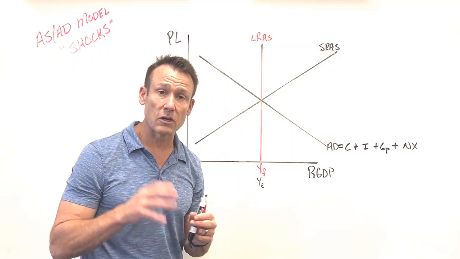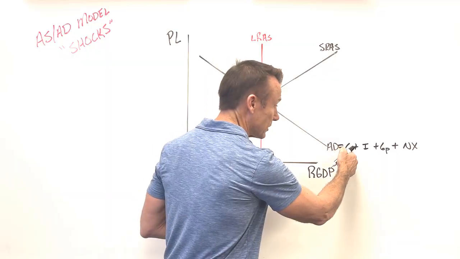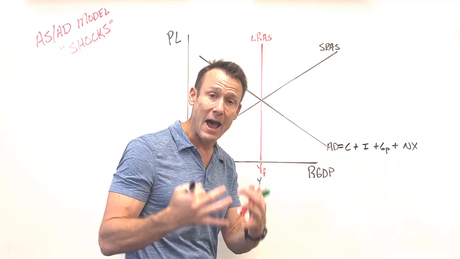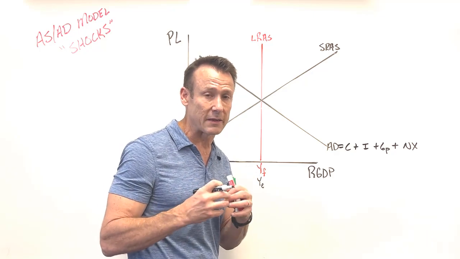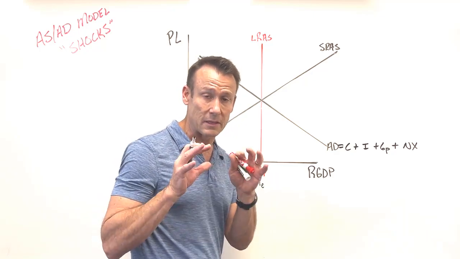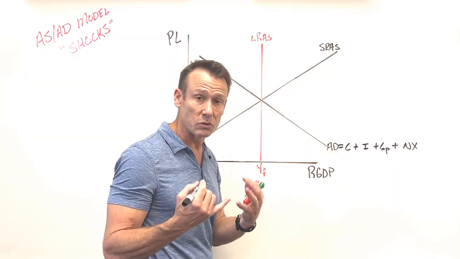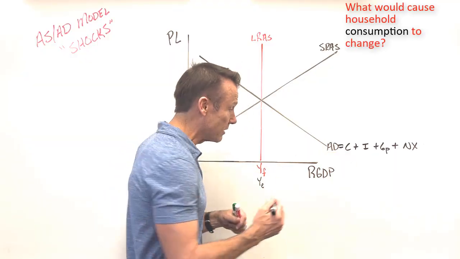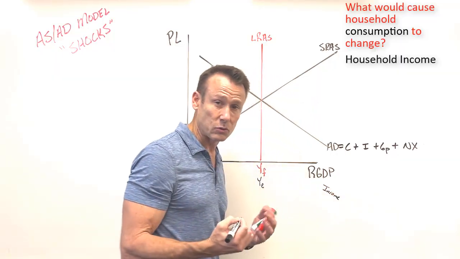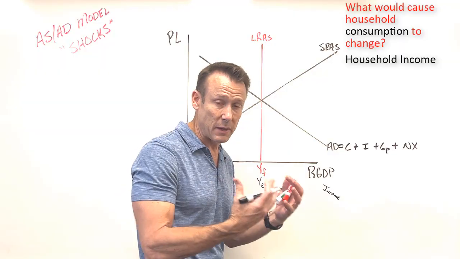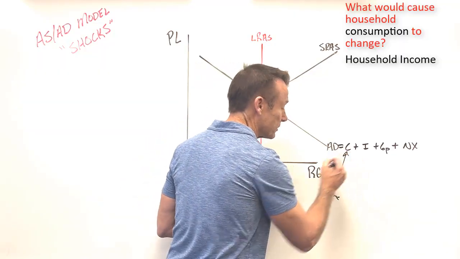What are the things that are going to cause AD to change? Well, they would be things that cause consumption to change, that would cause household spending to change. And guys, it's not that hard to understand this. You don't have to memorize this as a list. The things I'm going to say are so common sense. What would cause household spending in the aggregate to change? Well, aggregate income, the income of households. Of course, if households start making more income or less income, that's going to change consumption.